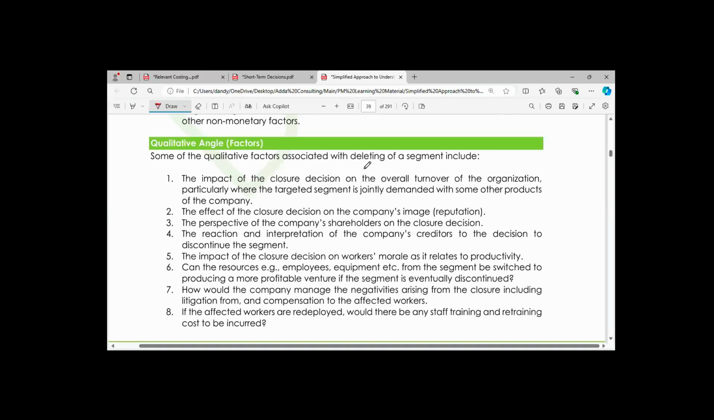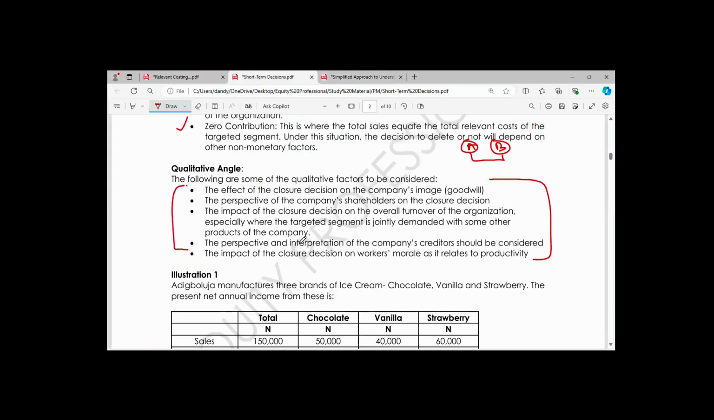Then number three, you also need to consider the perspective and reaction of the company's shareholders on the closure decision. How would the shareholders take the closure decision? How would they react? What kind of perspective are they considering as far as the closure decision is concerned? It may well be that one of the shareholders even introduced the product that you want to discontinue. So what that simply means is that the management of the company is jettisoning the idea of the shareholder.